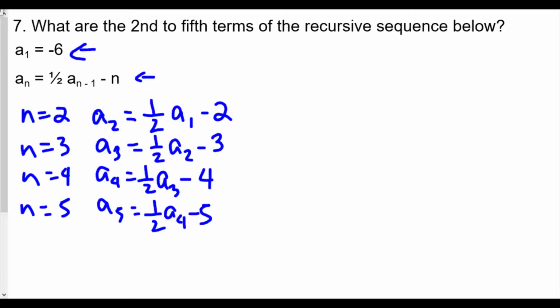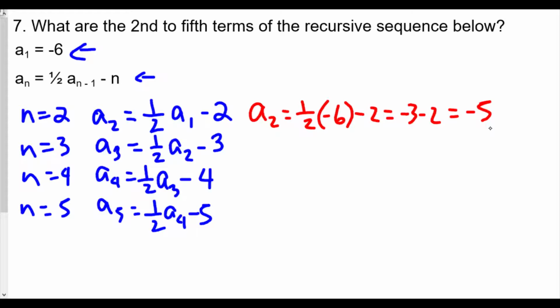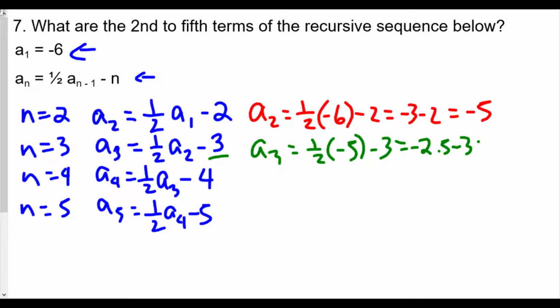All right, so a1 is, oh, a1 is negative 6 actually, so a2 is equal to 1/2 of negative 6 minus 2, which is really negative 3 minus 2, or negative 5. So that's what the second term is going to be. Our third term, a3, is equal to 1/2 of a2, and a2 is negative 5. So 1/2 of negative 5, again, minus 3. Not minus 2, but minus 3 in this instance. And negative 5 divided by 2 is negative 2.5. Minus 3 is going to be negative 5.5.